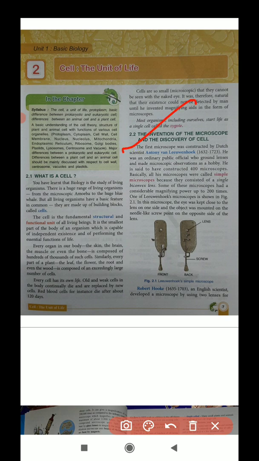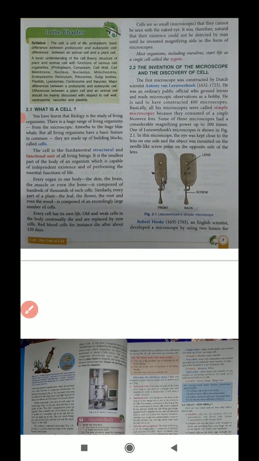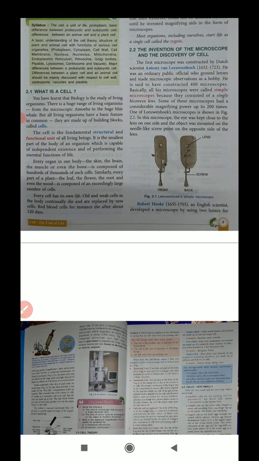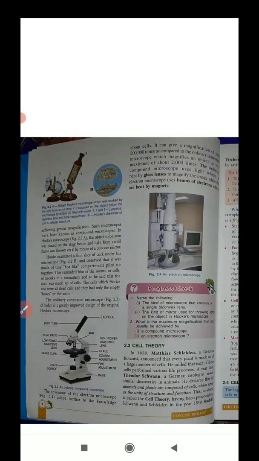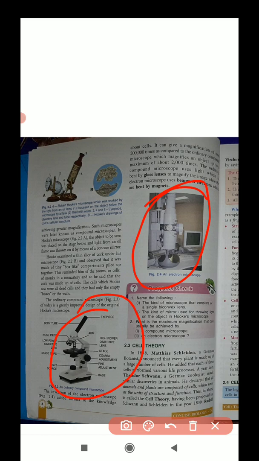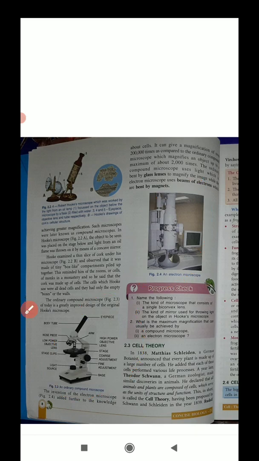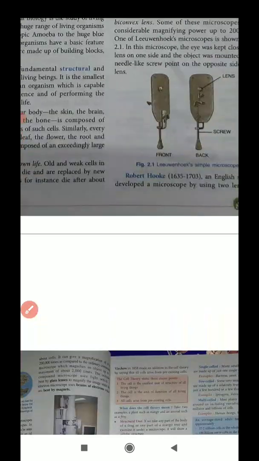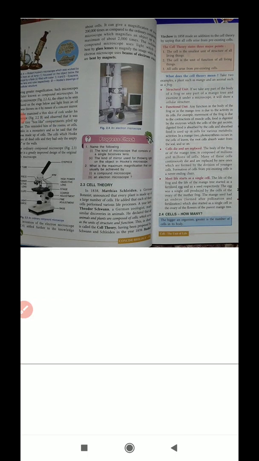After the proper introduction, you can see the invention of the microscope and other things. Who is the discoverer of the microscope? Antony van Leeuwenhoek. Just remember this name. After that, Robert Hooke, an Englishman, developed a microscope using two lenses. Then there are the simple microscope, the compound microscope, and the electron microscope. Students, not many questions come from there, so a little reading and some scientist names are okay.